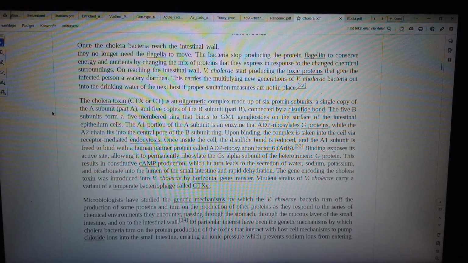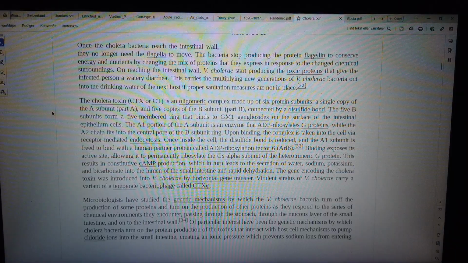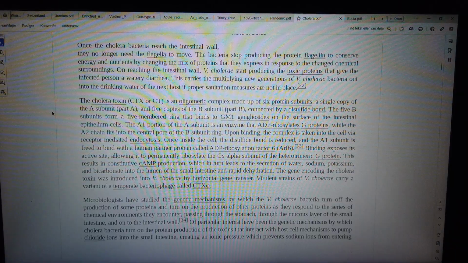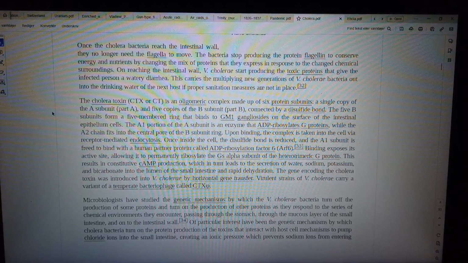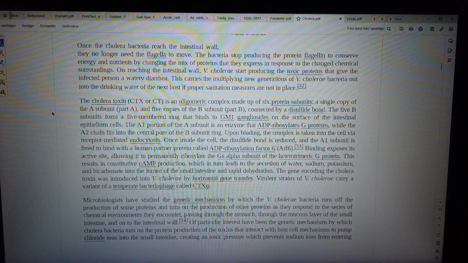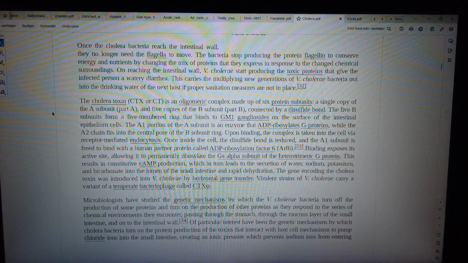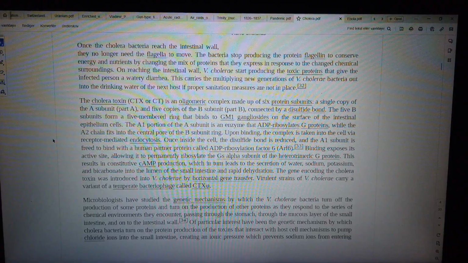The 5 subunits form a 5-membered ring that binds to GM1 gangliosides on the surface of the intestinal epithelial cells. The A1 portion of the A subunit is an enzyme that ADP ribosylates G proteins, while the A2 chain fits into the central core of the B subunit ring. Upon binding, the complex is taken into the cell via receptor-mediated endocytosis.